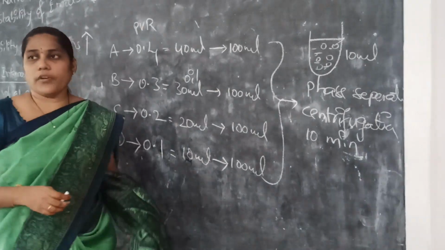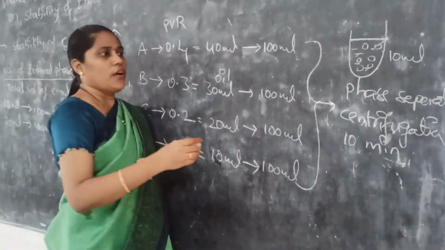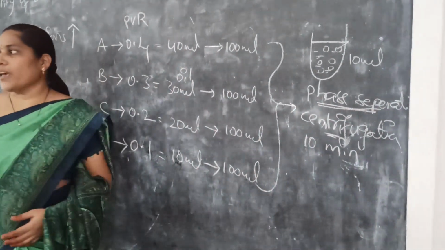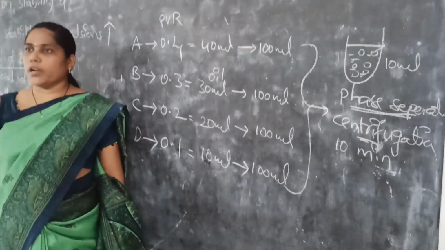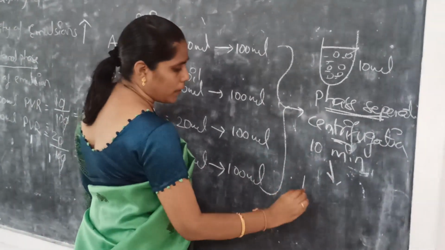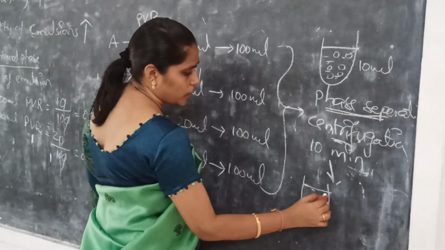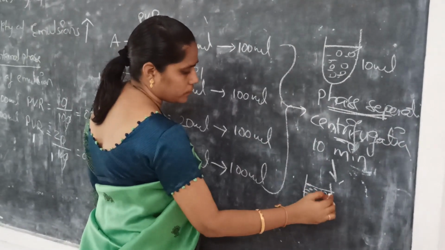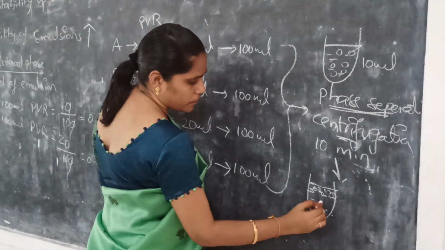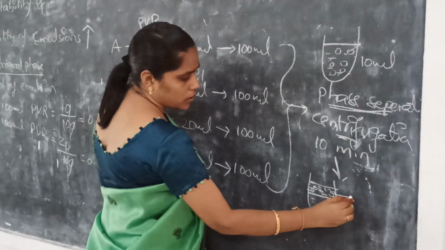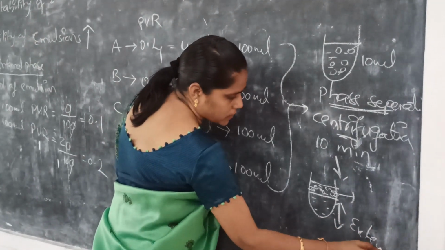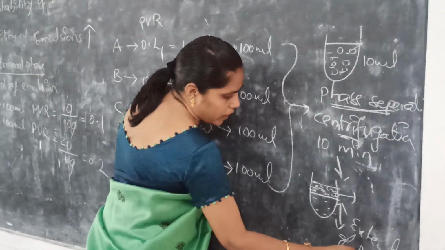So after 10 minutes of centrifugation, there is a phase separation. The centrifugation method will fasten the phase separation. After centrifugation for 10 minutes, we can observe the phase separation in the test tubes. This may be the emulsion and this is the continuous phase. Here we can clearly observe the extent of phase separation.